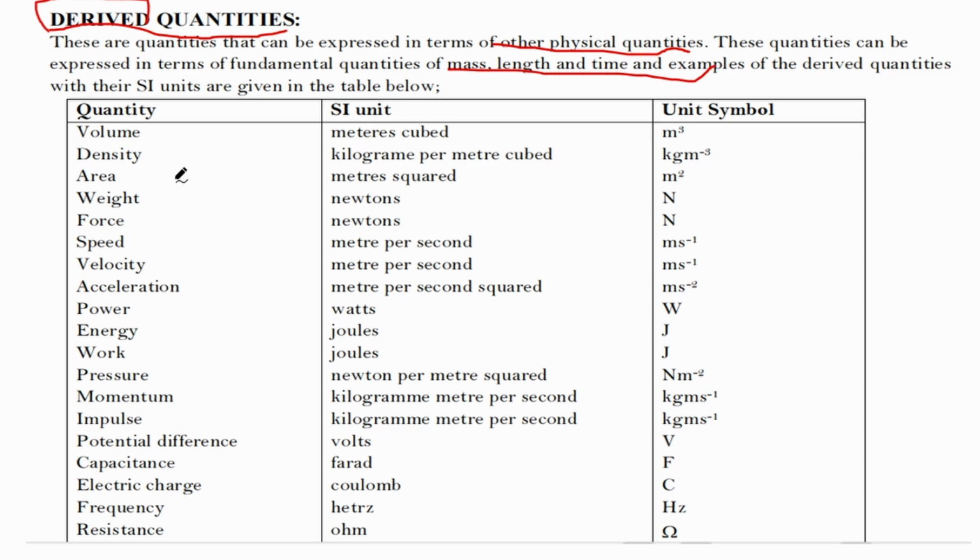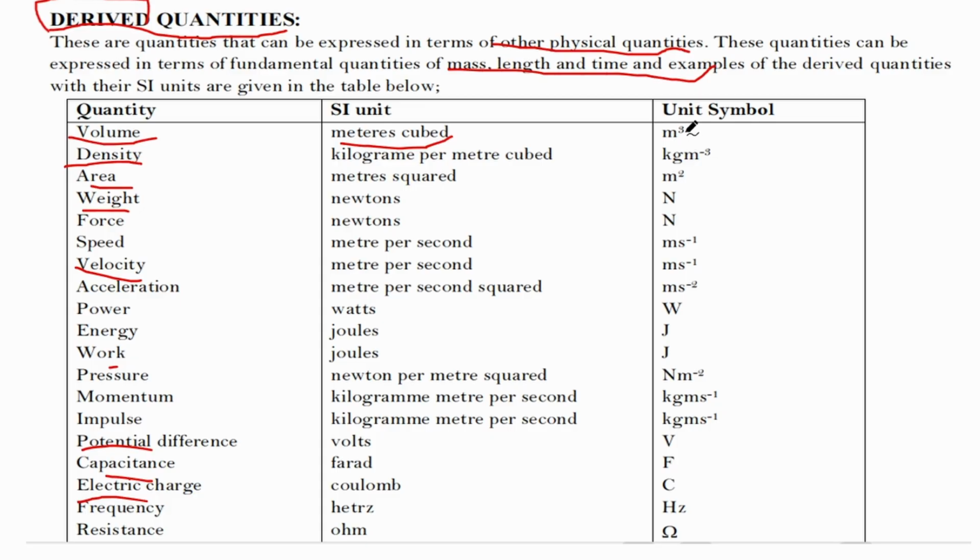This table gives us a summary of each derived quantity, its unit. For example, volume, this is its SI unit. We shall look at each of these quantities as we study physics as we go on. We shall define each, we shall get to know what each means: work, energy, power, momentum, impulse, potential difference, capacitance, electric charge, frequency, resistance. With time, as we go on in physics, we shall look at each of them.